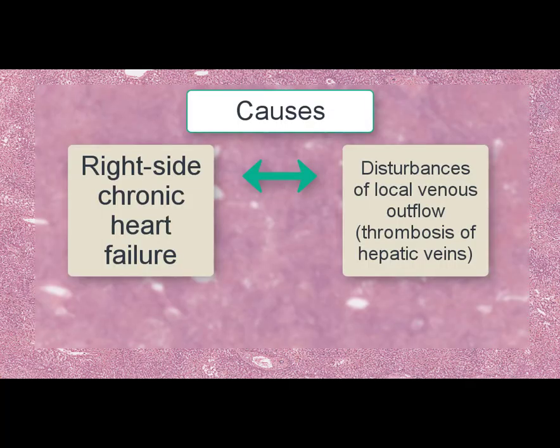The causes for these disorders could be different. These are chronic congestive heart failure, namely right ventricular heart failure, or could be local disturbances of venous outflow from the liver by the hepatic veins. For example, due to thrombosis of the hepatic veins known as Budd-Chiari syndrome.